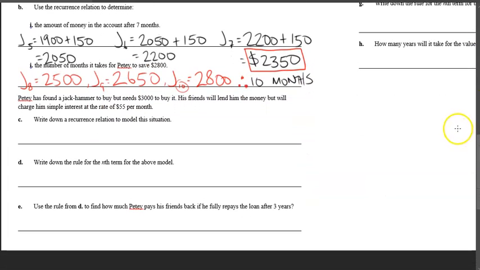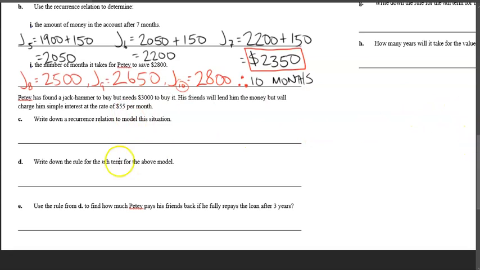Alright, PD has found a jackhammer to buy but needs $3,000 to buy it. His friends will lend him the money but will charge him simple interest at the rate of $55 per month. Write down a recurrence relation to model this situation. So in this case, we're just going to start with an initial amount. I'm going to be using the J letter again. And our initial amount that PD is going to borrow from his friends is 3,000.